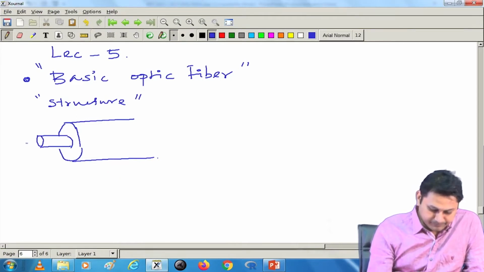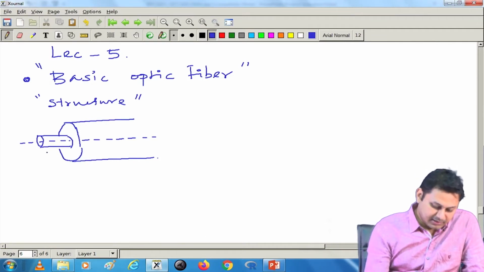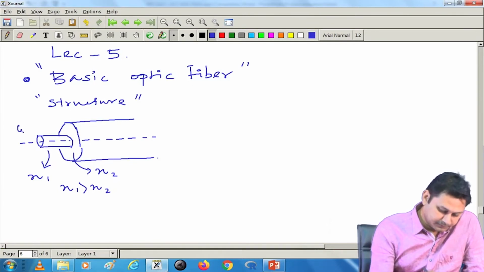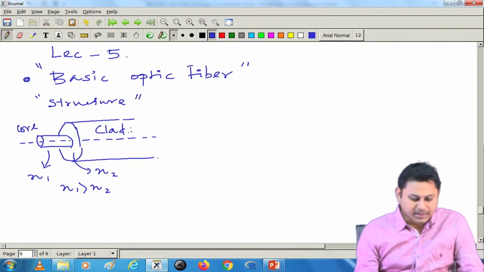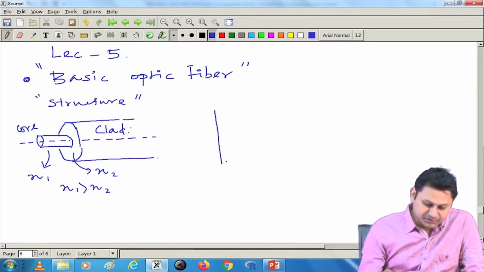So, optical fiber is a cylindrical structure, geometrically it is a cylindrical structure, and this portion has a refractive index n1 and this portion has a refractive index n2, where n1 is greater than n2. This portion is called core. And this portion is called clad.